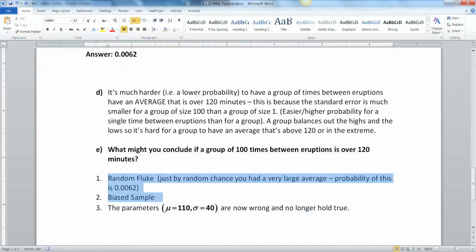So if these two are out of the picture, if you say, look, it's not a biased sample and I think this is too low to be a random fluke, then what's the other option? The other option is that it's not what you thought it was. So you thought that the mean was 110, the sigma was 40, but maybe that's wrong and it's no longer holding true. Maybe that was true 10 years ago, but Old Faithful has changed and now it's something else, right? This is how you start proving, quote unquote, because we don't ever really prove anything, but we're showing that it's likely that these parameters are wrong and that it's something else. Maybe it's higher, maybe it's 115 now or something like that.